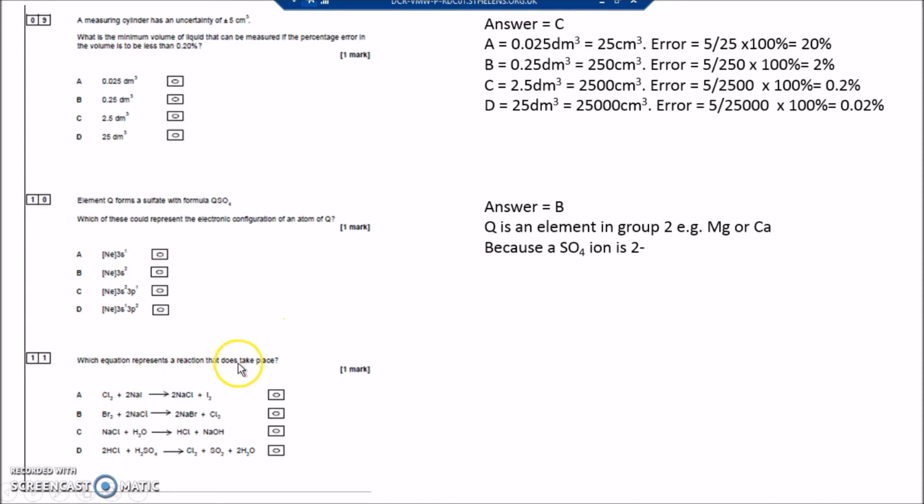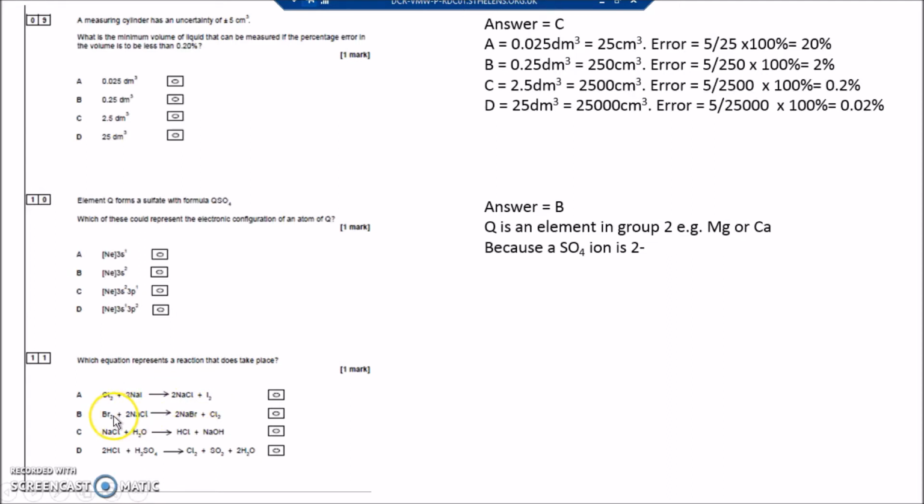Which equation represents a reaction which does take place? Well, as you go down the periodic table, the halogens become less and less reactive. So fluorine at the top is the most reactive, then you go down to chlorine, which is the next reactive, then you go down to bromine, which is next reactive, then you go down to iodine, which is next reactive. So will chlorine displace iodine from sodium iodide? The answer is A, yes.